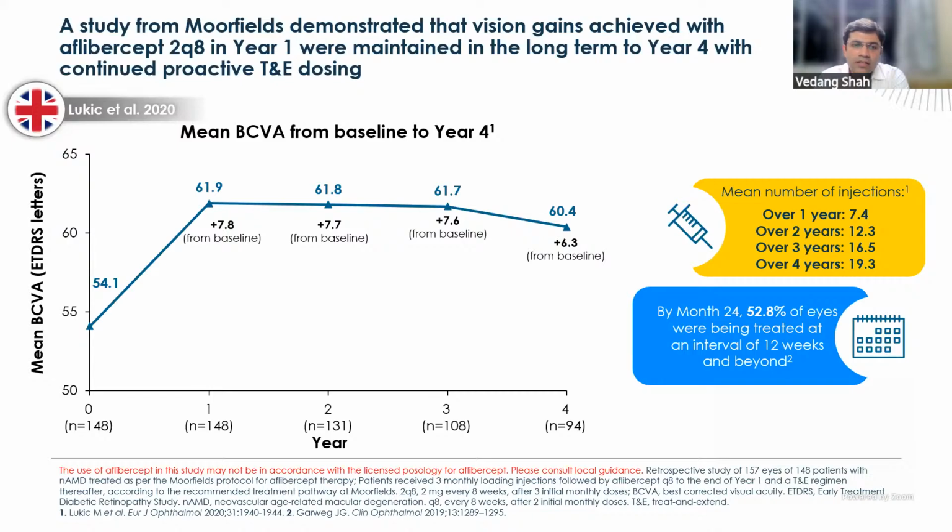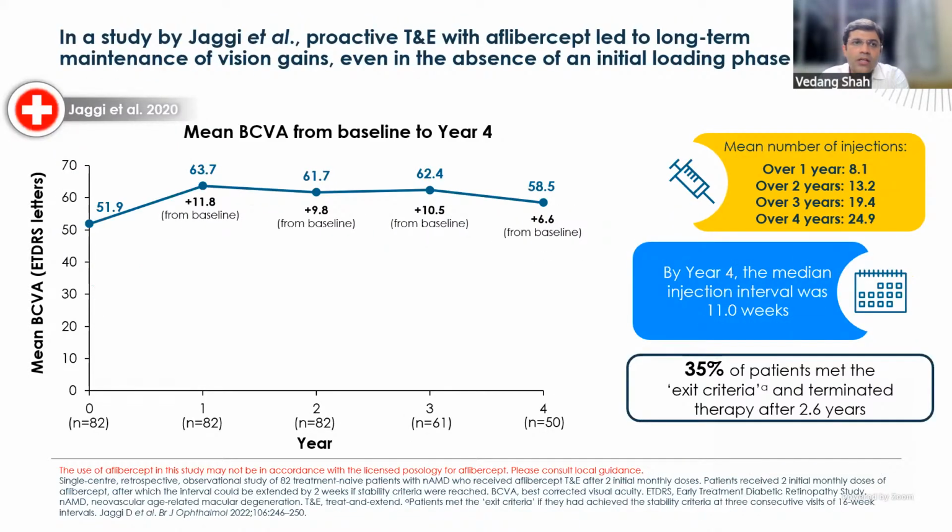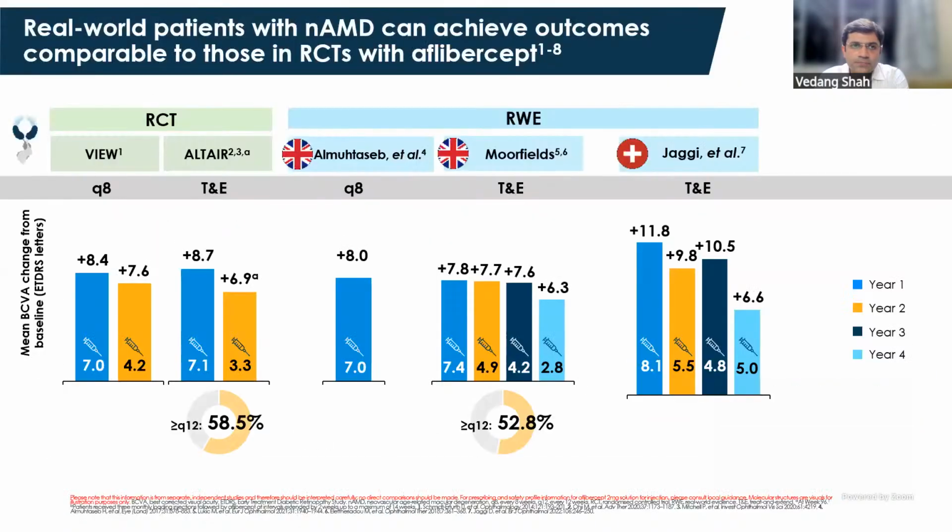Similarly, another study from the UK, Jaggi et al. in 2020, also showed the same: by year 4, the median injection interval was much longer, maybe just about 2.5 to 3 months. And the mean number of injections required also drastically reduced as the patient continued to take aflibercept injections.